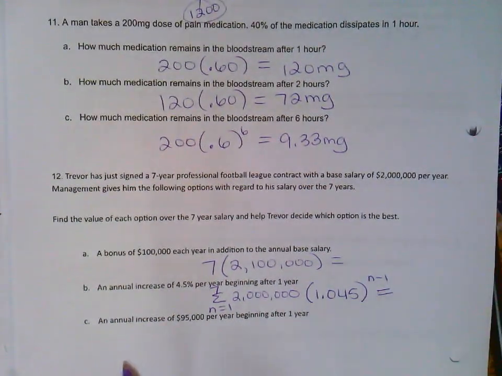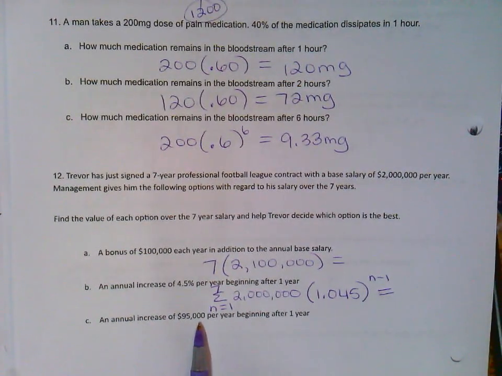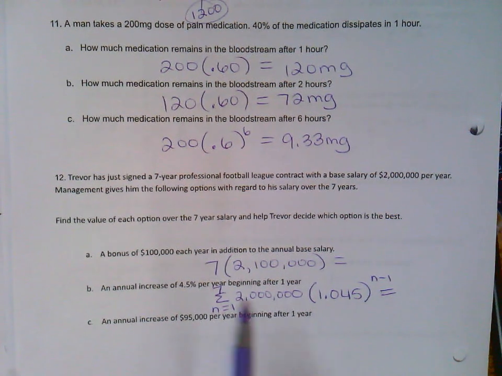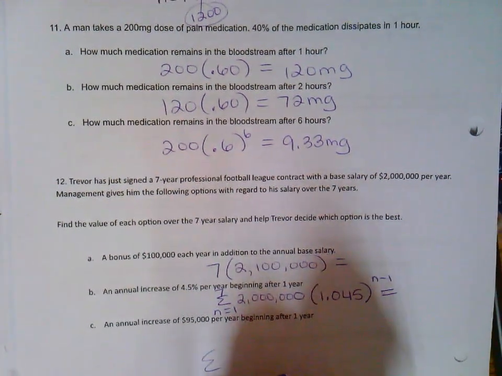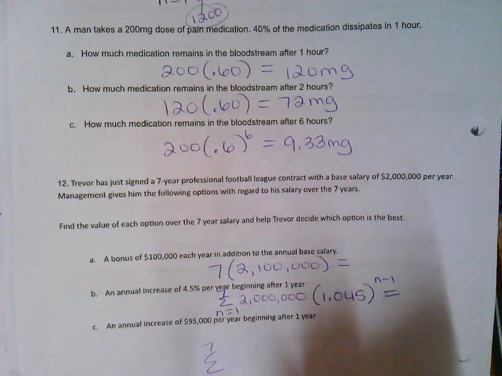All right, and then what about an annual increase of just 95,000 per year? So that's arithmetic, right? So I think you can set that one up. Good luck.